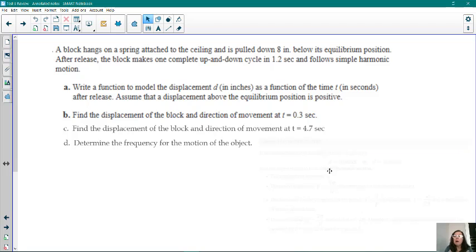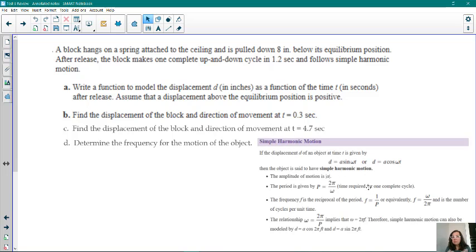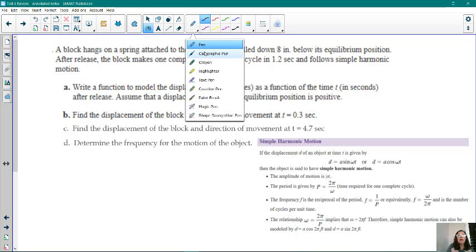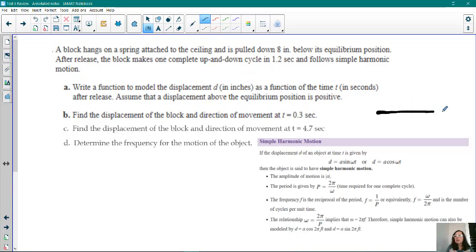Well, what we knew was that our model is either going to be a sine model or a cosine model depending on its starting point. So let's begin to sketch this out. We have our set of axes here, and we are told that this is pulled down 8 inches. So it's pulled down to -8. And since this is following simple harmonic motion, it's going to go back up to 8 and then come back down. It's going to hit equilibrium, up to +8, it wasn't -8, sorry about that, back to equilibrium, and then back down.